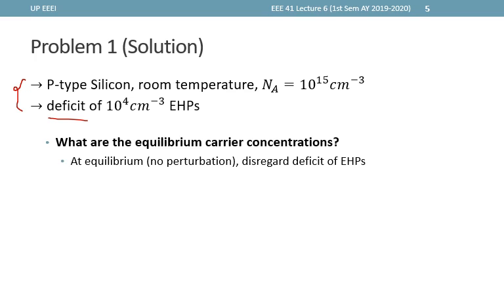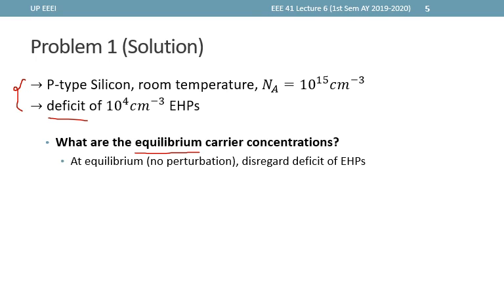For the first question, what are the equilibrium carrier concentrations? So these are the carrier concentrations when there is no perturbation or the material is at thermal equilibrium, and therefore we will have to disregard the given deficit of electron hole pairs.